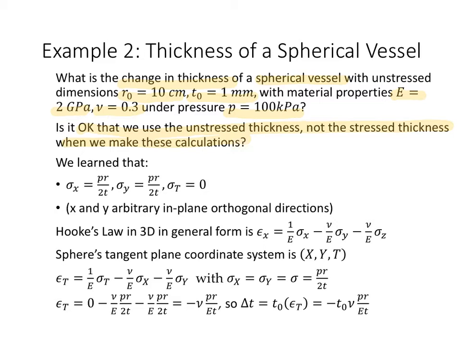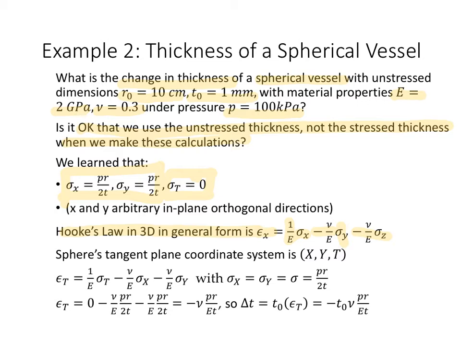We learned in the previous video that for a spherical pressure vessel, all of the in-plane stress is PR over 2, and then in the thickness direction, we can assume the stress is essentially 0 because it is so much less. So we have the general form of Hooke's law in 3D, that is, the strain in one direction is 1 over E times the stress in that direction minus the Poisson ratio divided by the Young's modulus times the stress in each of the other directions.